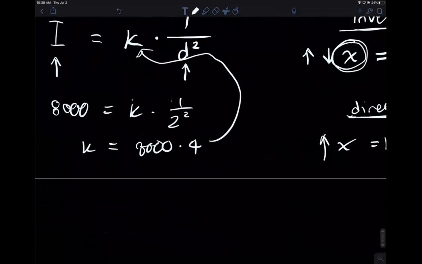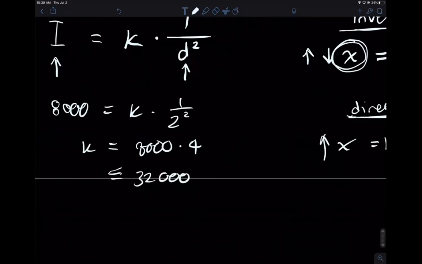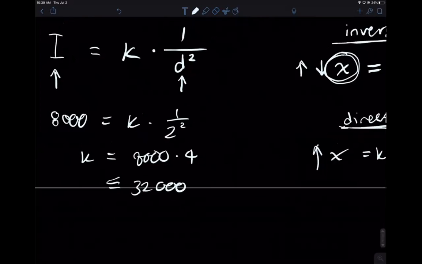So you know how to solve for k from here, right? Yes, you just need to do 8,000 times 4, which is 32,000. Right. So now we can rewrite our equation. We have our relationship: I equals 32,000 times 1 over d squared.